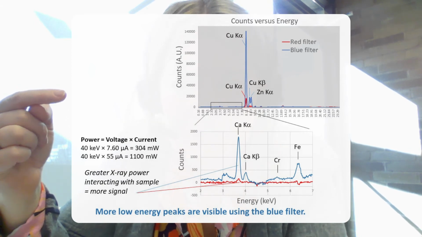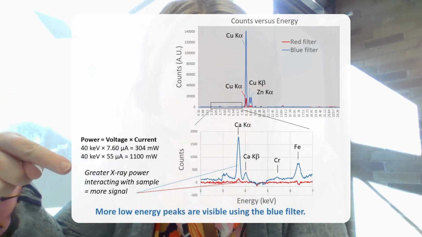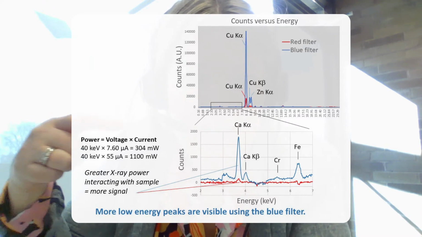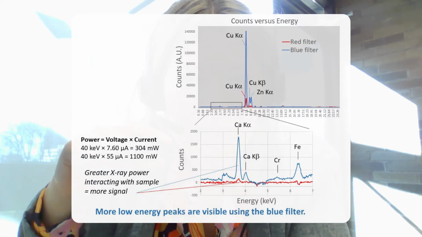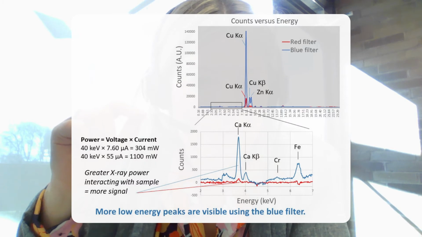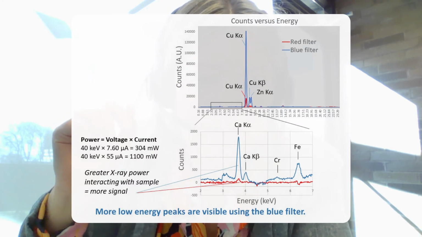Here's another view of the same data. In the bottom graph, I've expanded the energy range between 2 and 7 kiloelectron volts. So now we can better see the difference between the two filters and settings. Notice the peaks for calcium, chromium, and iron are visible under the blue filter settings. Those peaks are not visible with the red filter and instrument settings.